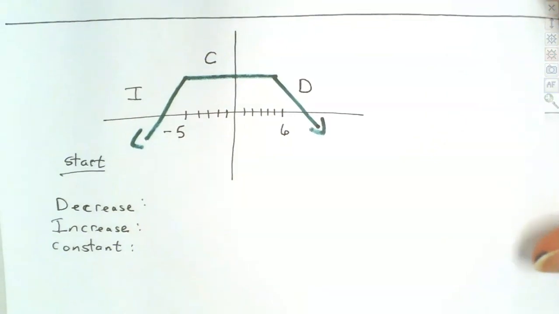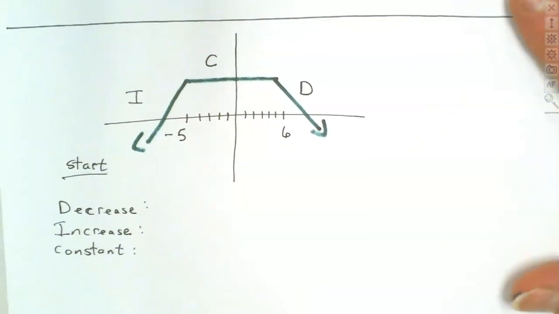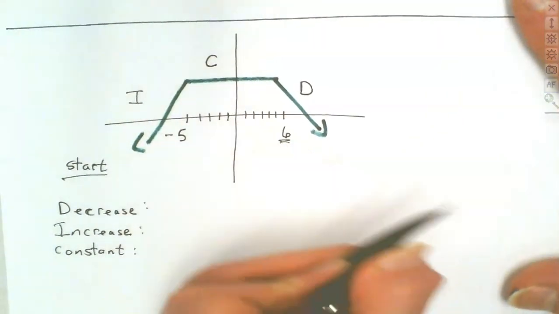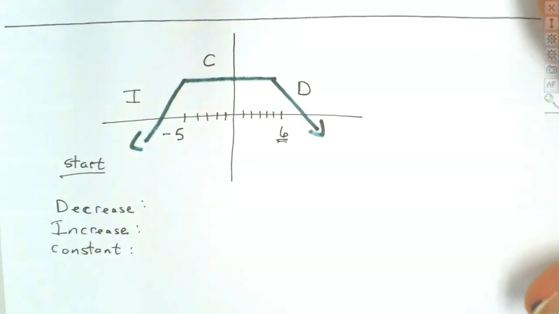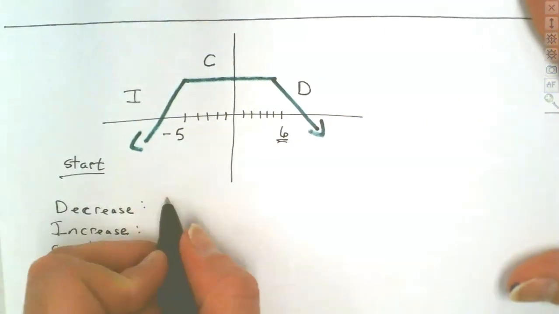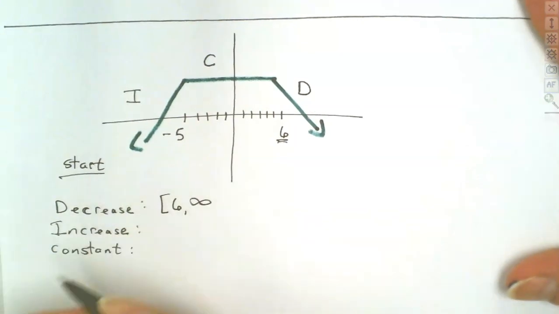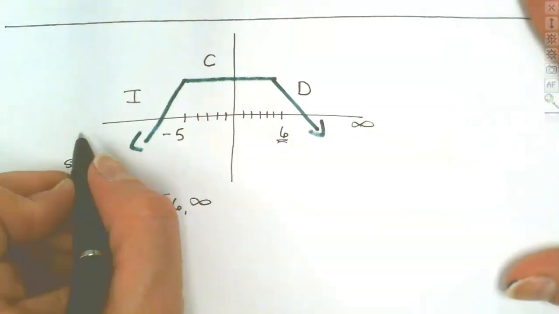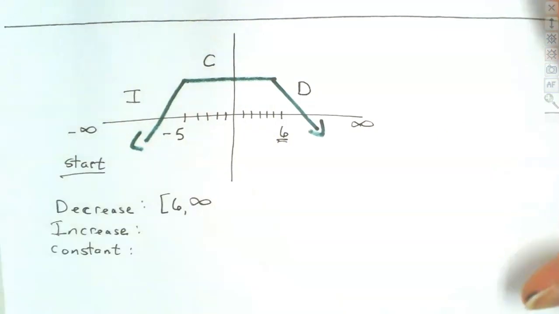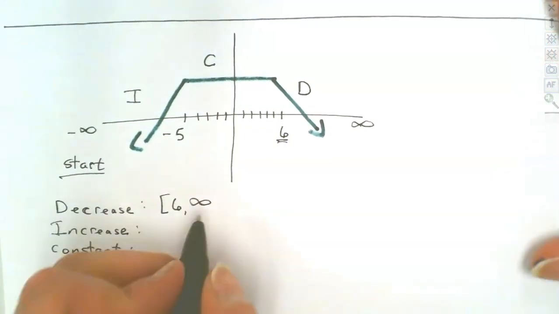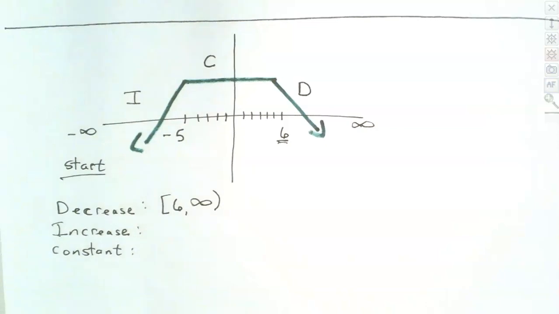Well, where does it decrease from? Okay, we got to watch where it decreases. That's over here. And so it looks like it decreases from 6 to positive infinity. So this is positive infinity. This is negative infinity back to the left. So it decreases from about 6 to positive infinity. And we can do however you want to label them. You just got to get all three labeled.